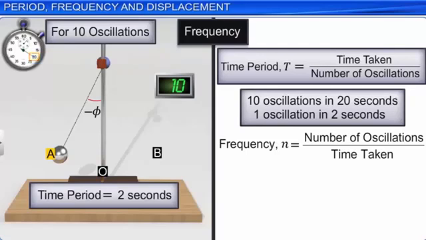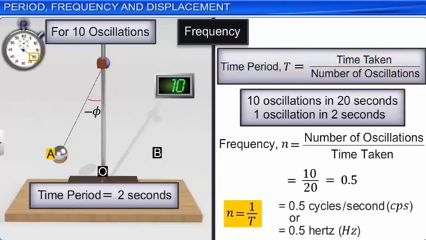Therefore, frequency n is equal to the reciprocal of time period T. Frequency is measured in cycles per second, CPS, or Hertz, and is denoted by the letters Hz. Named after the scientist Heinrich Rudolf Hertz.